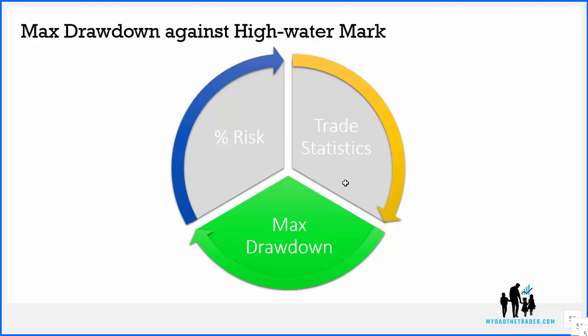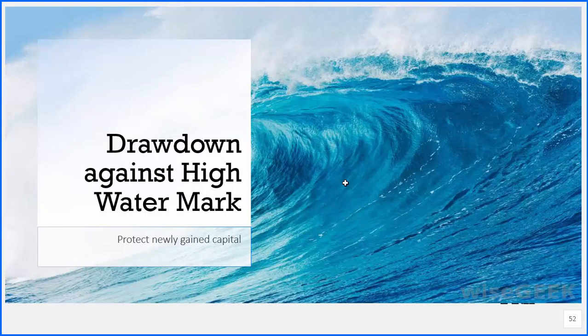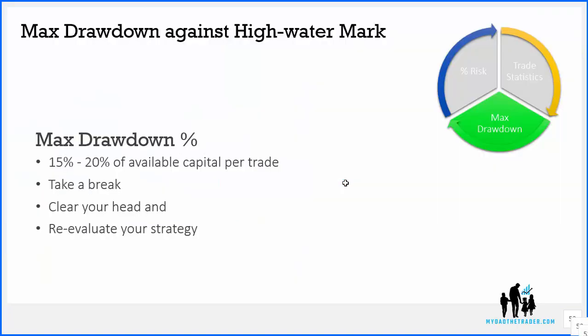So the concept that you need to become quite familiar with is max drawdown, and we reference it against a high watermark of your portfolio. Now, what does that mean in practice? In essence, what we'll look to achieve here is, once we have the two risk mitigants in place, in other words, the percentage risk per trade, and we make sure that those trade statistics work in our favor, we still bank on the fact that we will be losing trades.